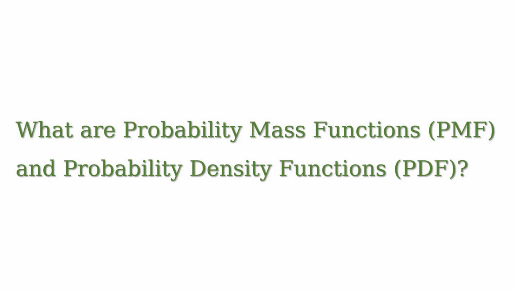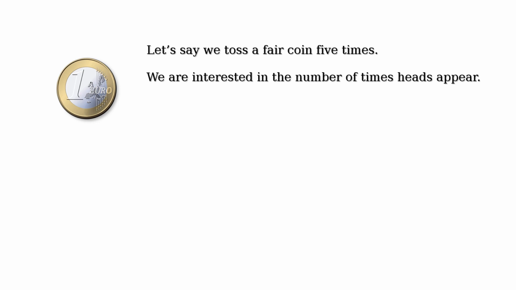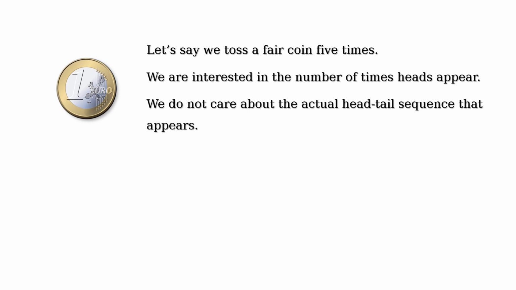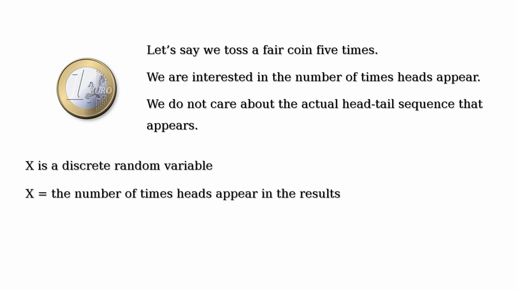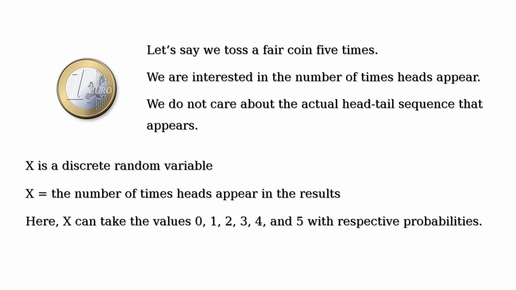Let's say we toss a fair coin 5 times. We are interested in knowing the number of times heads appear, and we are not interested in the head-tail sequences that occur in the results. So, we can take a discrete random variable X that denotes the number of times heads appear in the results. Now, if we toss a coin 5 times, heads can appear 0 to 5 times. So, X can take any integer value from 0 to 5.